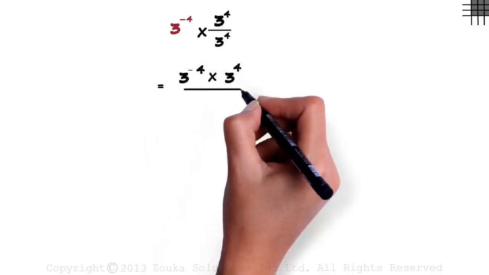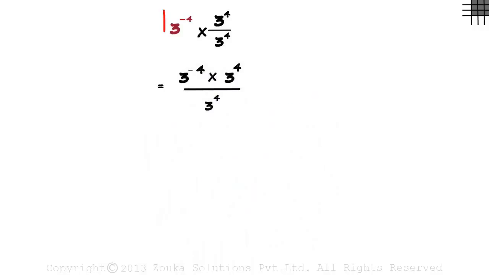We multiply and divide the number by 3 raised to 4. In short, we are multiplying the number by 1, which will keep the original number unchanged. That equals 3 raised to minus 4 multiplied by 3 raised to 4 divided by 3 raised to 4. We multiplied this with this and divided by this.